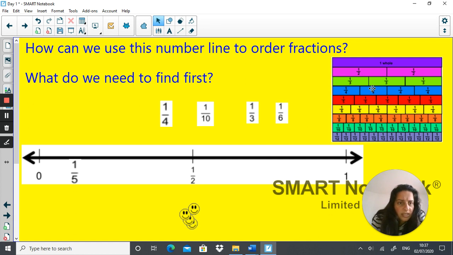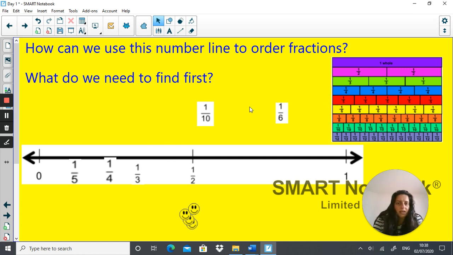1/4 is halfway between 0 and 1/2. So I'm going to put that here. 1/3, which is here, is actually less than 1/2, but more than 1/4. So that would go here.